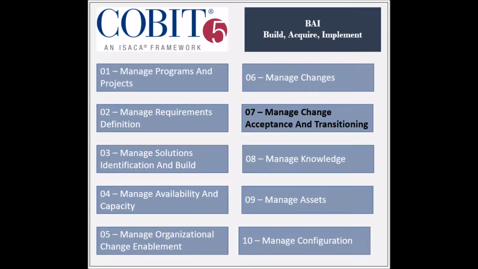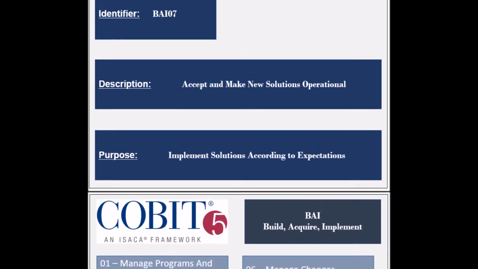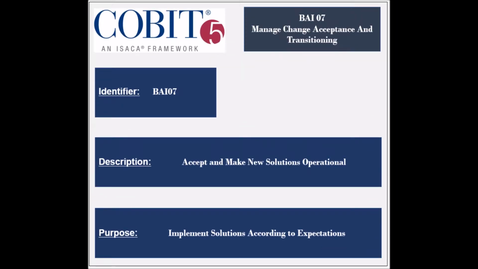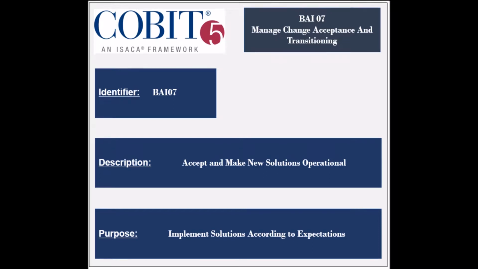The seventh process of the build, implement and acquire domain is called manage change acceptance and transitioning. The identifier of the process is BAI07. The process ensures that the changes introduced with new solutions are accepted, including the planning, implementation, testing, and support of new solutions. The purpose of the process is to implement solutions in line with the agreed-on expectations.